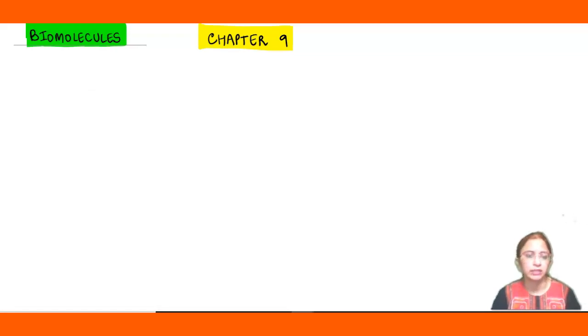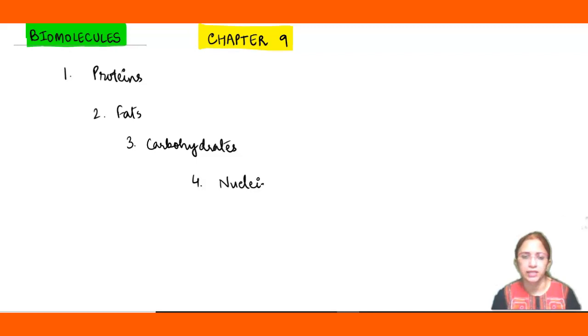So basically we have to study 4 biomolecules and their names are proteins, fats, carbohydrates. Last but not the least, we'll also study nucleic acids. So these are the 4 biomolecules that are there in our body.